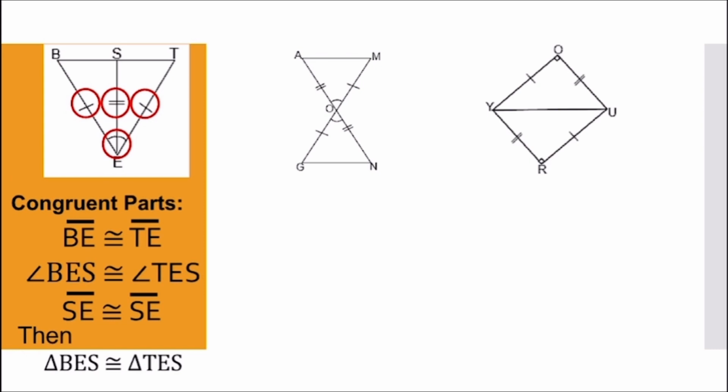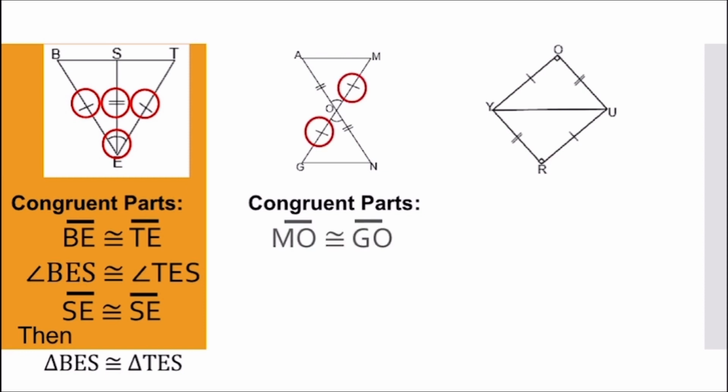For our second figure, let's identify the congruent parts. Line segment MO is congruent to line segment GO.